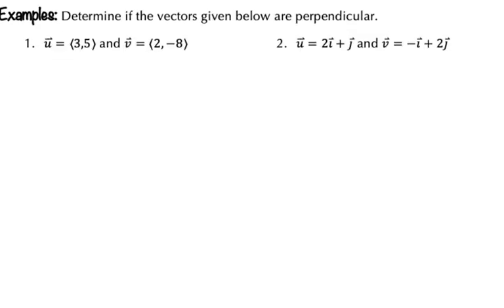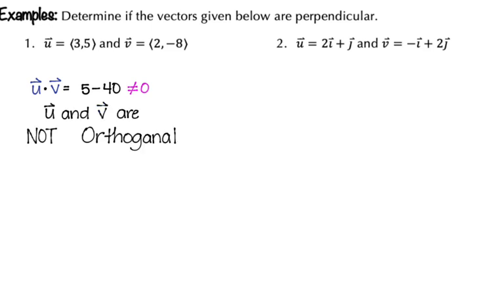So let's do this. I want to know, are they perpendicular or orthogonal? Well, I do the dot product, and I find that it's definitely not 0. I actually don't even care what it is. If it's not 0, then the vectors are not orthogonal. If you wrote the word perpendicular, I wouldn't mark it wrong. I do want you to get used to using the word orthogonal for vectors.